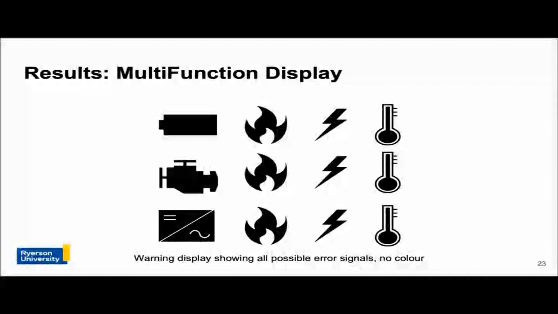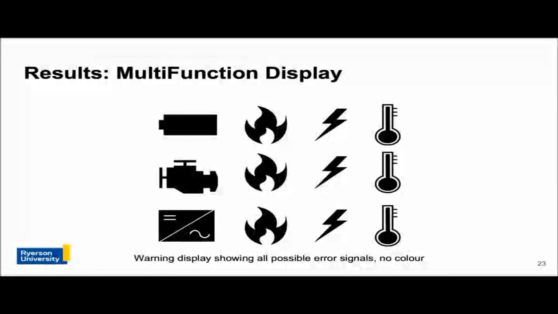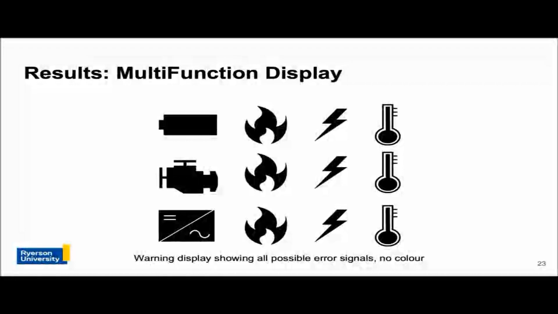The warning display icons are shown in this slide. On the left side column are the battery, engine, and inverter icons. Next to them is the fire icon, voltage icon, and temperature icon. The voltage and temperature icons can change color from amber to red to indicate warning and danger zones respectively. The icon designs borrow from existing cultural standards. For example, the battery icon is similar to the one used on smartphones and laptops. This was done to ensure that the warning display is easily understood by pilots.